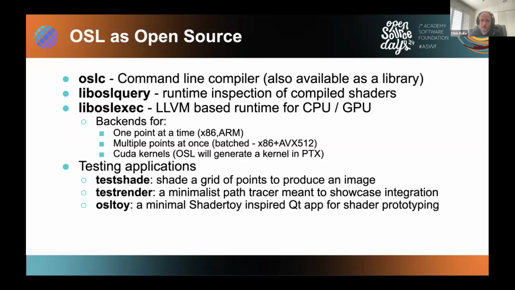In addition to these core libraries, we have a number of testing applications. We have test shade, which is a minimal example of shading a grid of points in order to produce an image. We have test render, which is a small minimalist path tracer, really meant to showcase how you build OSL into a renderer. So it's meant to be very small, but also showcase all the right API hooks of how a renderer would talk to OSL. And we have OSL Toy, which is basically just a small UI on top of Test Shade. It's inspired by Shader Toy, and it's written in Qt, and you can use it for shader prototyping.